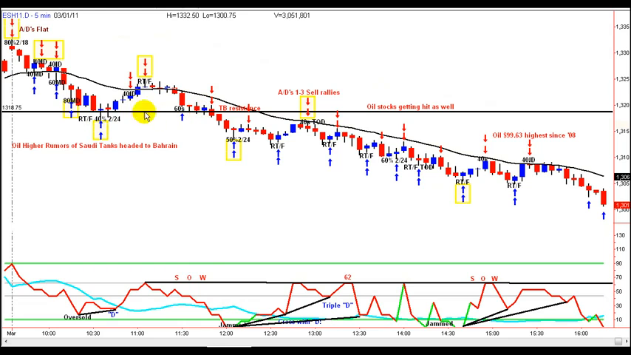Now, we should have bounced here. It's a nice retest failure. We have 2 reference points, 1, 2. This could have been easily an opening range breakout down here.